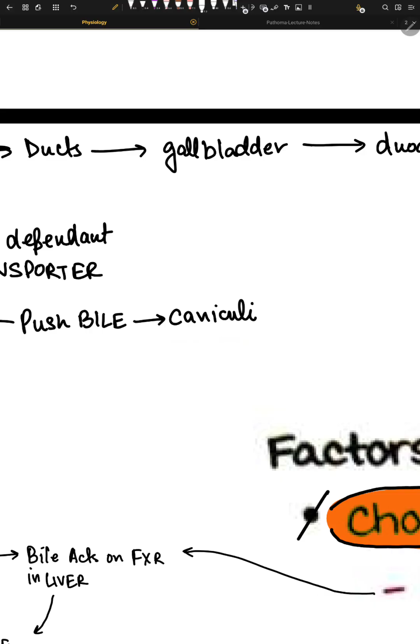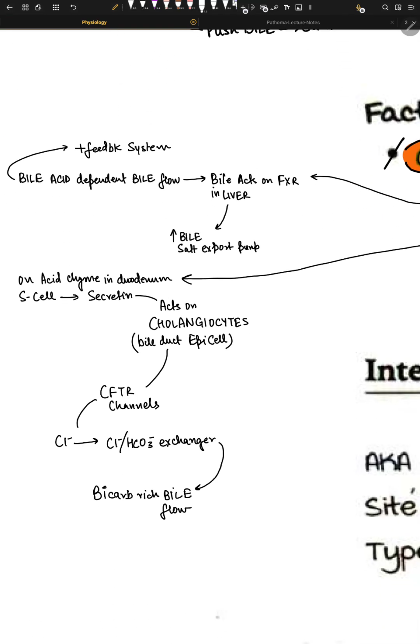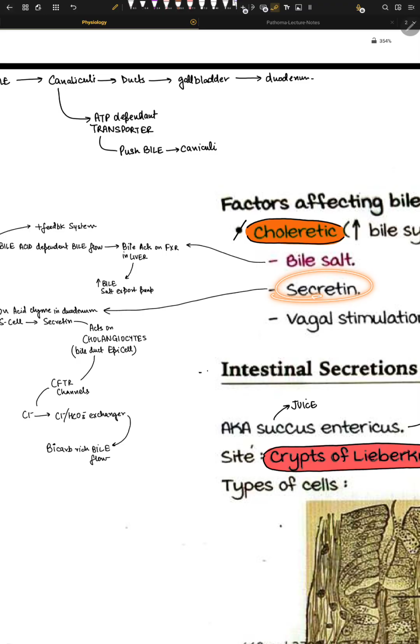Okay. Another thing is that we have these ducts, right? Ductal secretion. What happens here is that we have this hormone called secretin. Secretin leads to bicarb being released in these ducts, right?